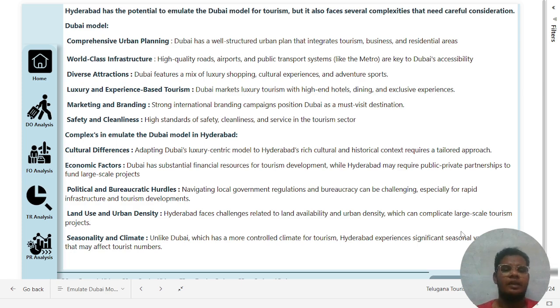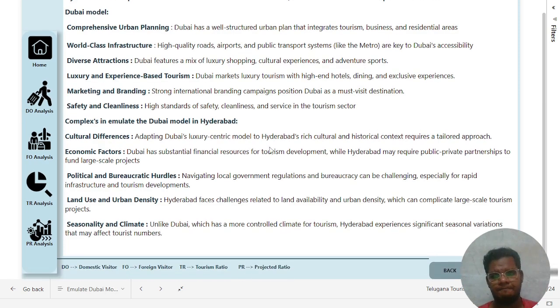Seasonal climate: unlike Dubai, which has a more controlled climate for tourism, Hyderabad experiences significant seasonal variations that may affect tourist numbers. Of course, local tourism has its own timing that doesn't match with foreign tourists. Dubai is compact and well suited to tourism seasons. So other things, yes, of course, are possible, but there are quite a few complexities behind that. That's why it's hard to implement the Dubai model in Hyderabad.